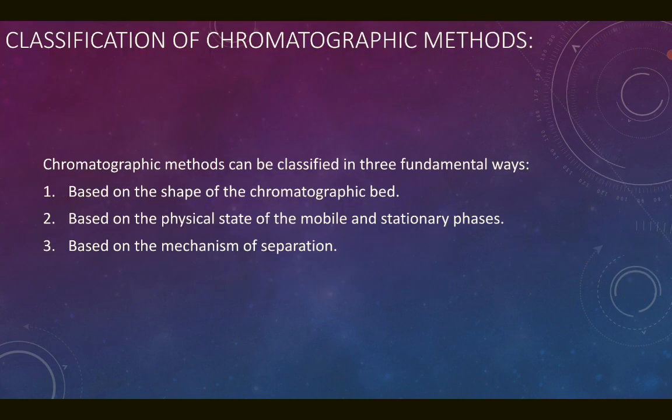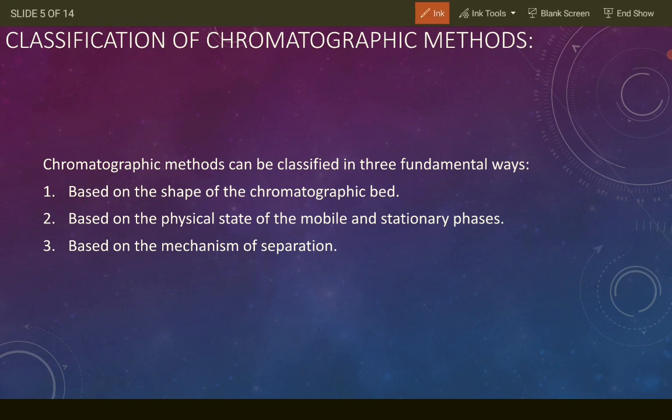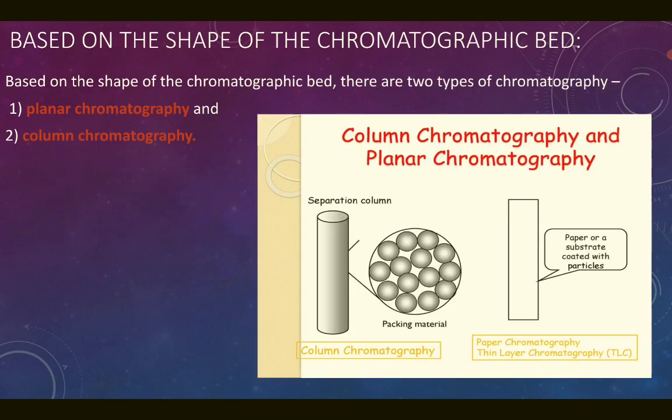Let's move forward. So the classification of chromatographic methods. There are many chromatographic methods, and they can be classified in three fundamental ways. The first is based on the shape of the chromatographic bed, right? The second is based on the physical state of the mobile and stationary phase, and the third is based on the mechanism of the separation. So let's see their details.